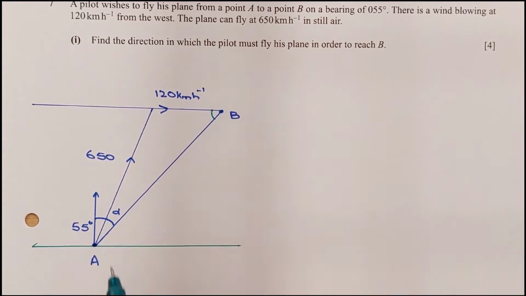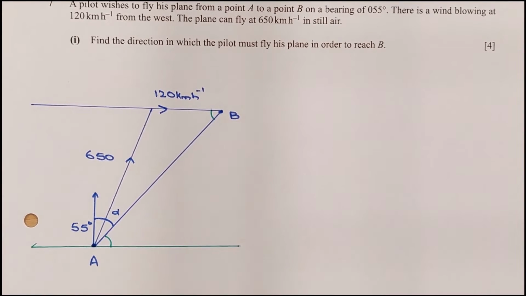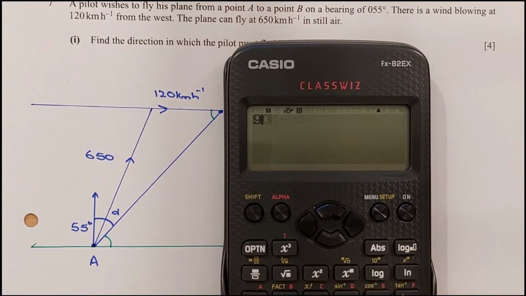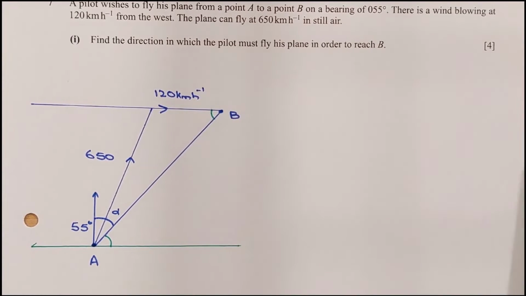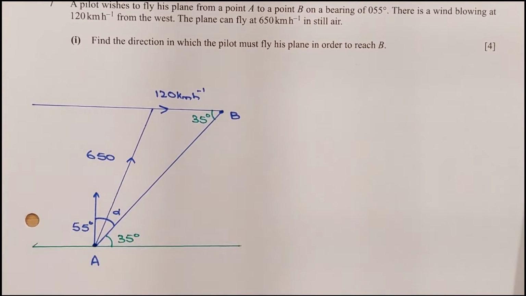This angle and this angle are the alternate angles, right? As we know, this is the north line and this line is perpendicular, so this whole angle is 90 degrees. This is 55. So what is 90 subtract 55? 90 subtract 55, this angle is 35. This is 35 degrees, so this angle is also 35 degrees, right?